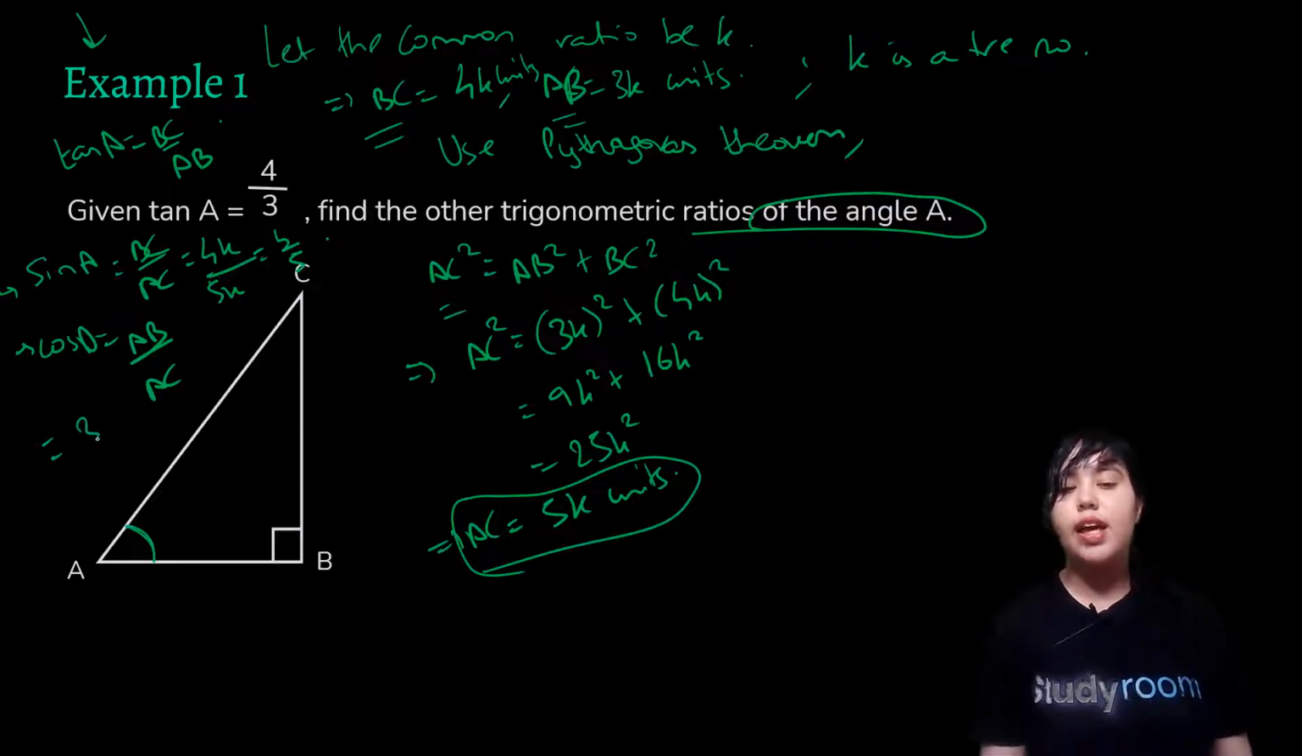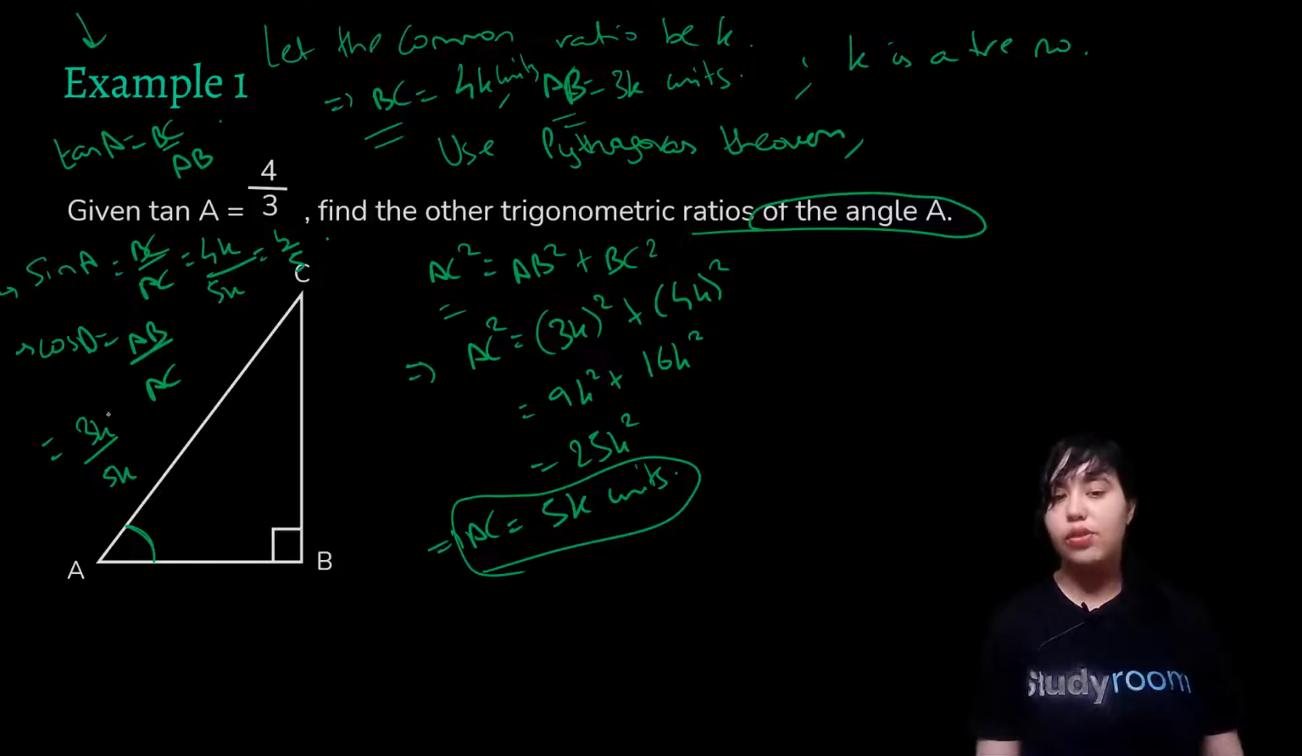That's 3K upon AC, which is 5K. That's why we had to find AC, otherwise you cannot get the value of cos. So that will become 3/5. So sin A is 4/5, cos A is 3/5. We know tan A is 4/3.